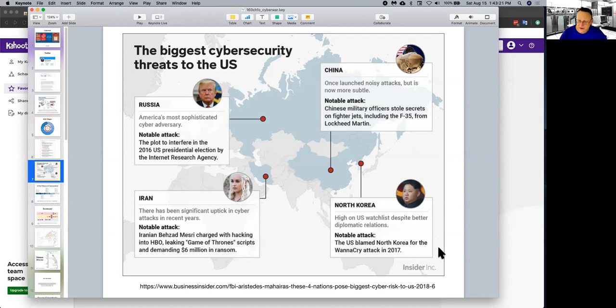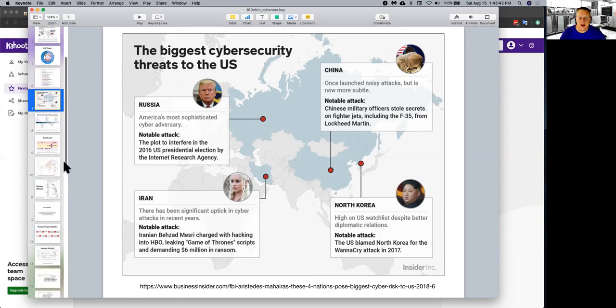And North Korea, they have essentially no functioning economy at all. They fund their entire government by money they steal on the internet, largely by hacking cryptocurrency exchanges. And they also sent out the WannaCry attack, which was a big one that took down hospitals in the UK and such. So these are the main people that are cybersecurity threats to the US in the cyber war that is raging all around us.